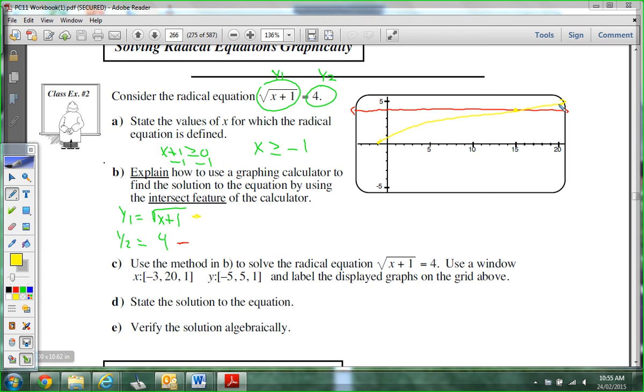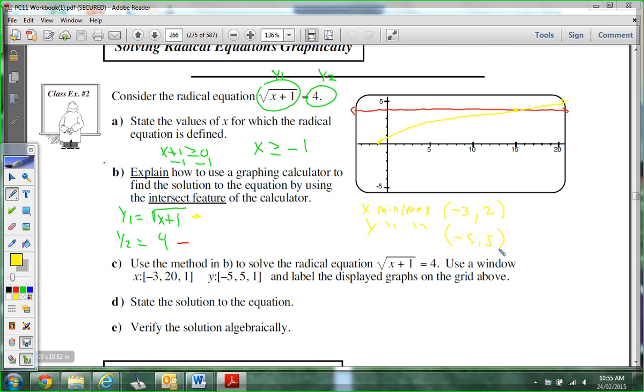So adjust your window. What I would adjust your window to is your x min, max. Looks like I'd go -3, 20. That's your min, your max. Same thing for your y. I would do -5, 5. Kind of tighten your window down so it looks like the window here in your book.